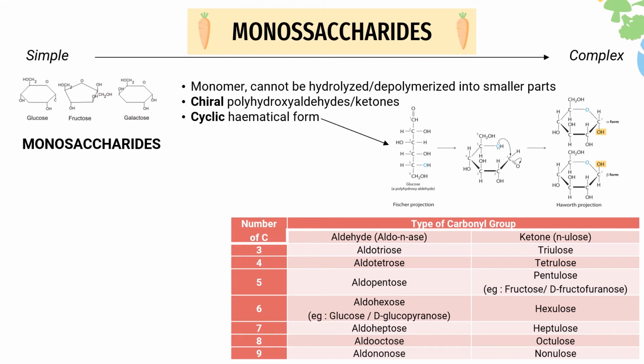Glucose is an example of aldohexose, while polyhydroxyketone ends with ulose. For example, polyhydroxyketone with 4 carbon atoms is called tetrulose, and those with 5 carbon atoms is pentulose. Fructose is an example of pentulose.